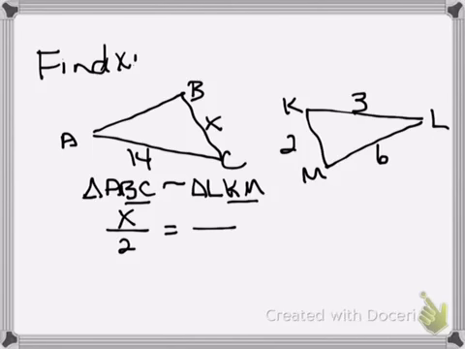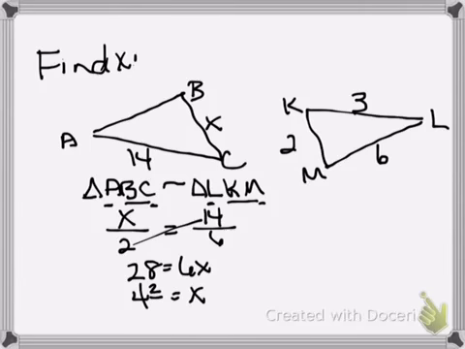So I went from left triangle to right triangle. I need to finish the last ratio in that same order. So x corresponds to 2 in the same way that 14, which is AC, corresponds to LM, which is 6. And now we cross multiply. 28 equals 6x. Their cross products should equal. And to find out what x is, I divide both sides by 6. So 28 divided by 6 is 4 2/3.